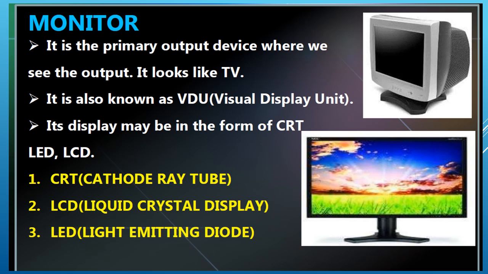What is CRT? The abbreviation of CRT is cathode ray tube. It is the technology used in most older television and computer display screens. Next is LCD. LCD is liquid crystal display. It is a flat panel display technology commonly used in TVs and computer monitors. It is also used in screens for mobile devices, as well as in laptops, tablets, and smartphones. Next is LED. LED's abbreviation is light emitting diode. A light emitting diode is a semiconductor device that emits light when an electric current is passed through it.